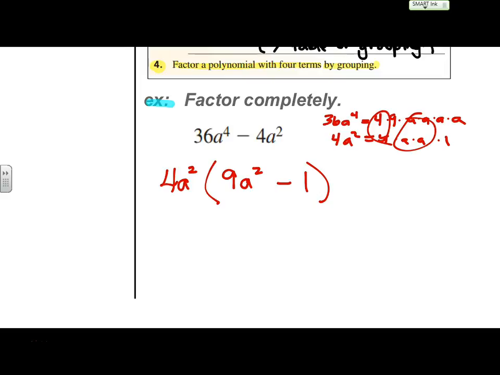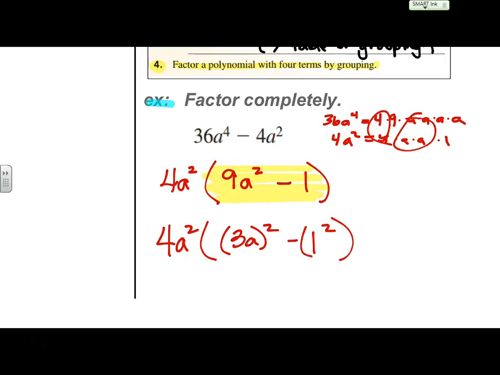Watch. Now we have to ask, can we keep going? Yeah. 4a squared is done. He's chilling. My question is, does this look like anything special? No. It's not a trinomial. It doesn't have 4 terms, but it is a difference of 2 perfect squares. Question, how can we factor those differences of 2 perfect squares? We ask ourselves, who is squared? You guys see how 3a is what's being squared for 9a squared?